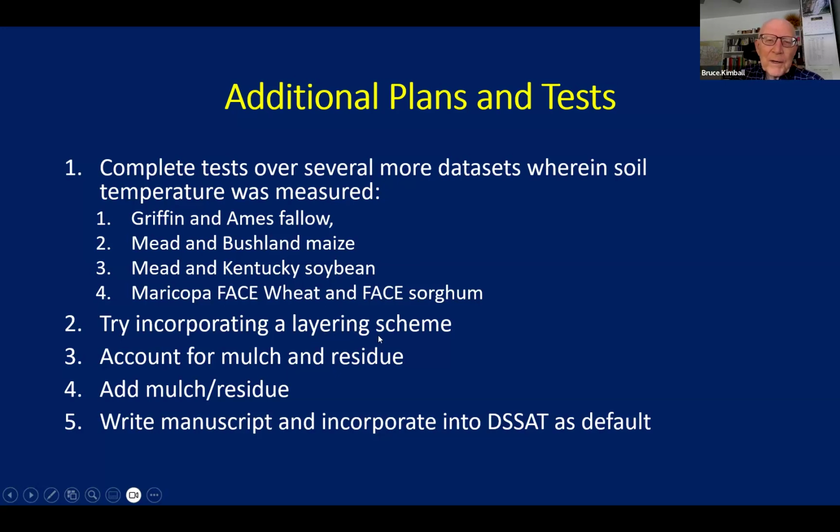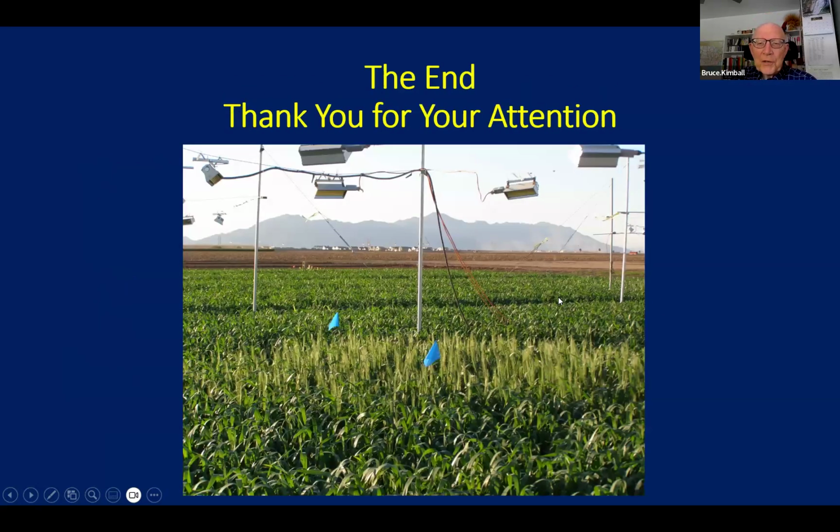I'm going to incorporate a layering scheme so that the soil temperature at the bottom of one layer becomes the top of another layer, that kind of thing. And I'm also going to work on trying to account for mulches and any residue. So anyway, eventually, I hope to get a manuscript out of that, and we get this new one in as the default in DISAT. And with that, I thank you for your attention and ask if you've got any questions.